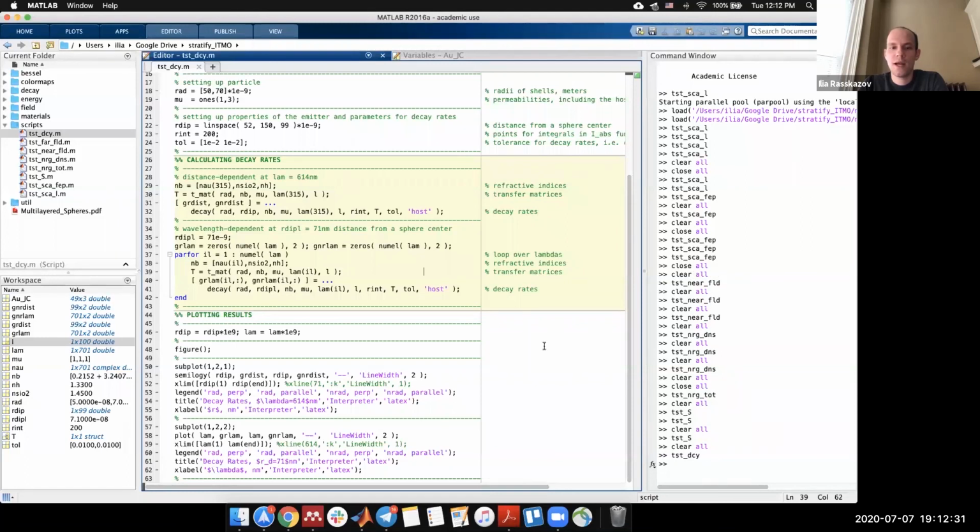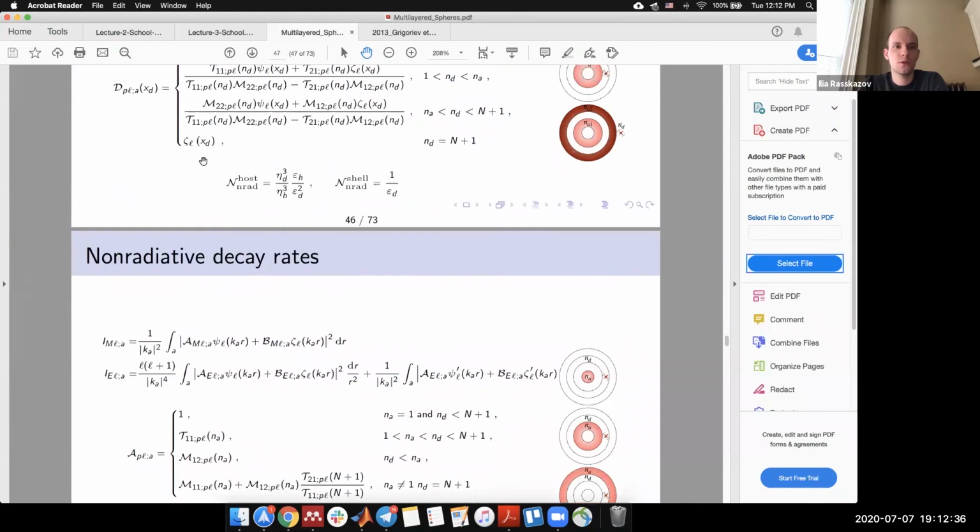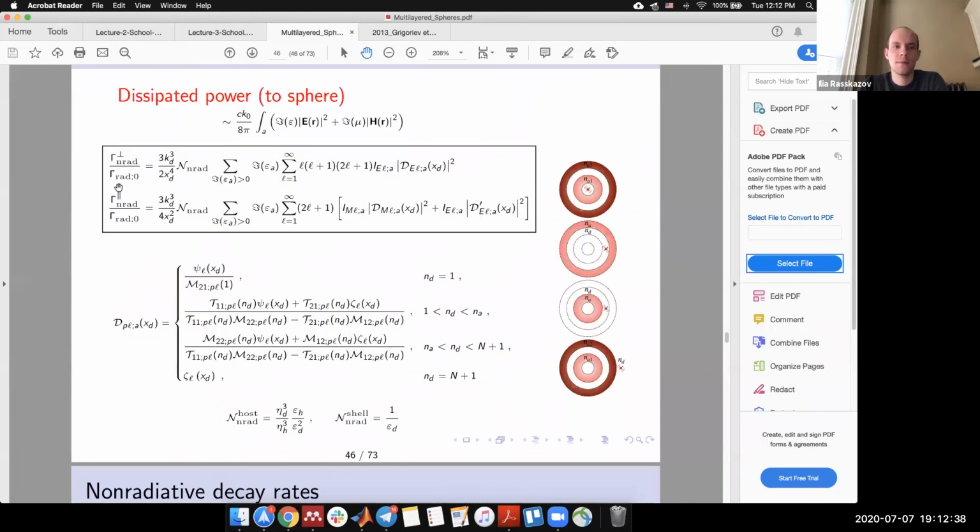Well, decay rates, we are here working with normalized decay rates. So the decay rate is normalized to the decay rate as if the dipole were emitting without the presence of the multilayered sphere. So all of the plots are dimensionless. In the absolute value, yeah, you're correct, David.